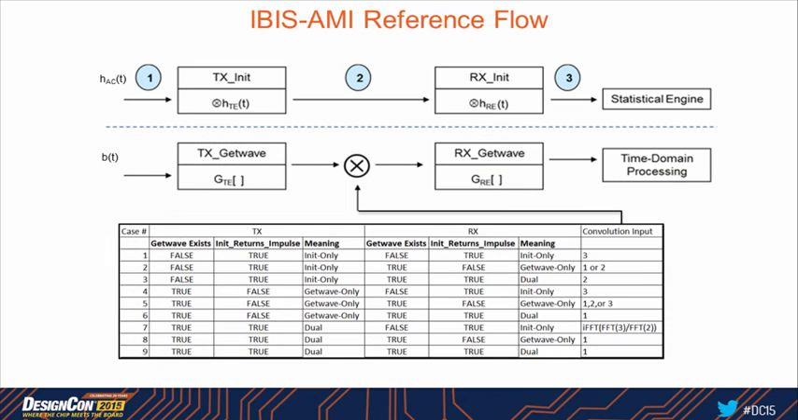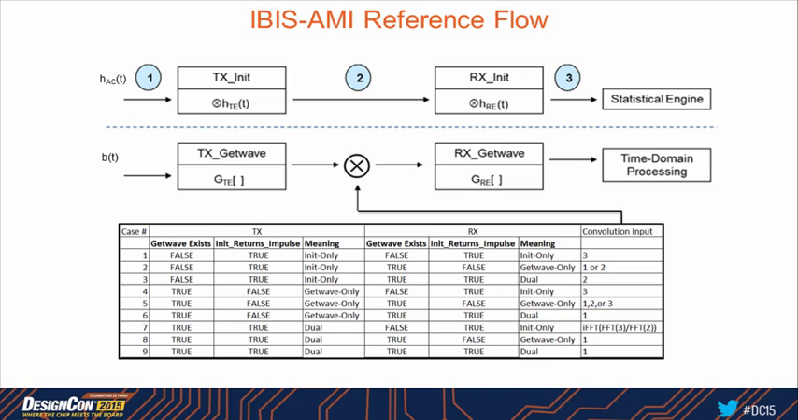All right, so if we put all of that together, we can draw the flow for how the simulator works in statistical and time domain analysis. In statistical simulation, the flow is invariant. We take the analog channel impulse response, give it to the transmit model, take what comes out, give it to the receiver model, and then feed that into the statistical engine. And that never changes. Even when things are missing, that flow never changes.